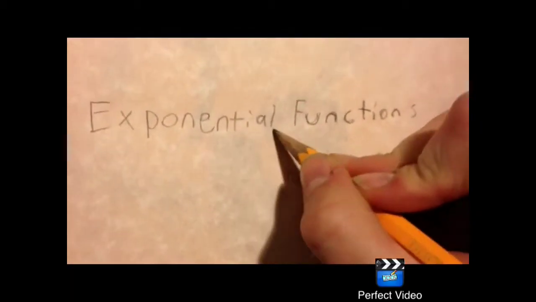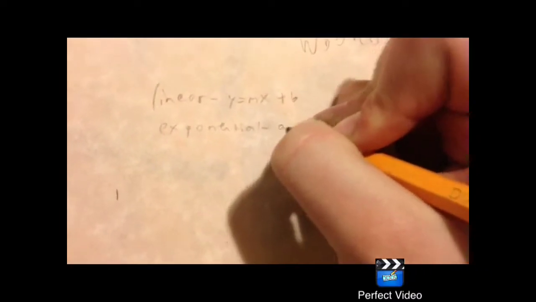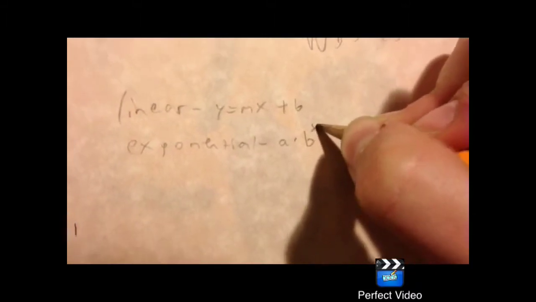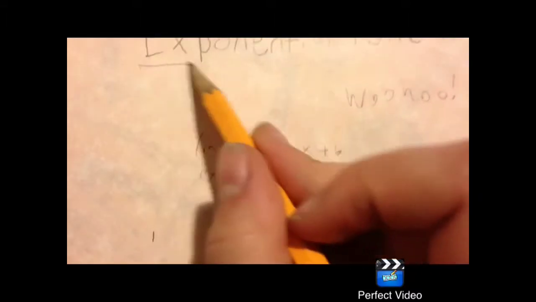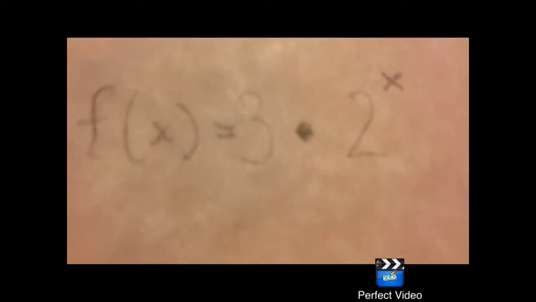Okay, so exponential functions. They have a completely different formula from linear functions, and the formula is a times b to the x. a times b to the x, because it's like an exponent. So let's make this function something like 3 times 2 to the x.